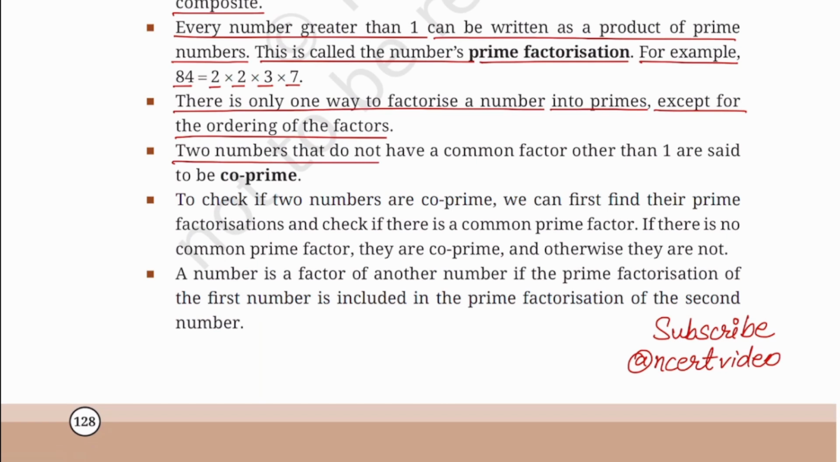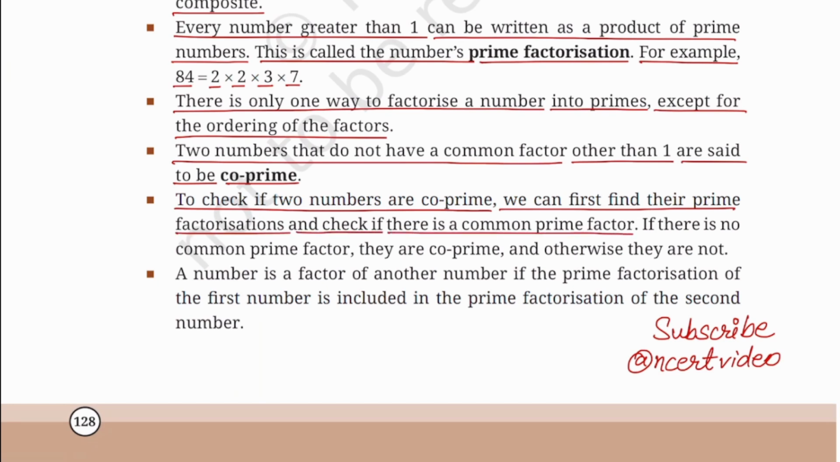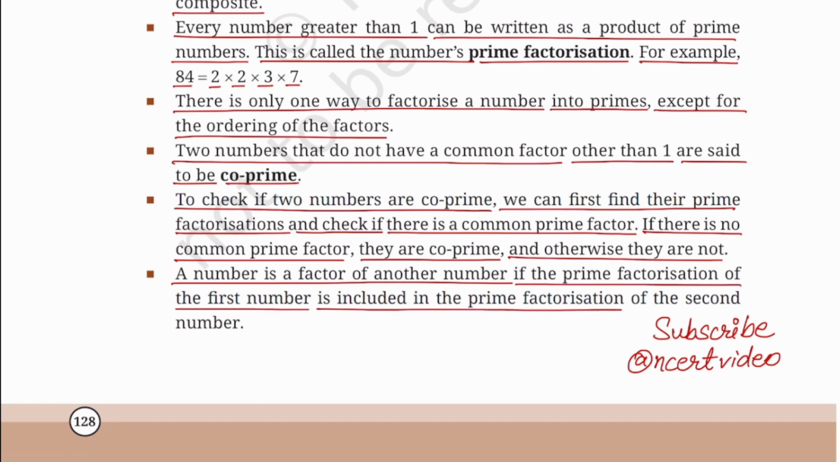Two numbers that do not have a common factor other than 1 are said to be coprime. To check if two numbers are coprime, we can first find their prime factorizations and check if there is a common prime factor. If there is no common prime factor, they are coprime, and otherwise they are not. A number is a factor of another number if the prime factorization of the first number is included in the prime factorization of the second number.